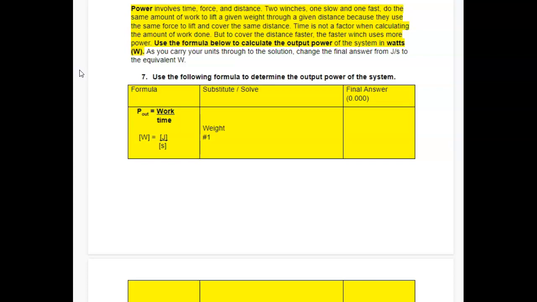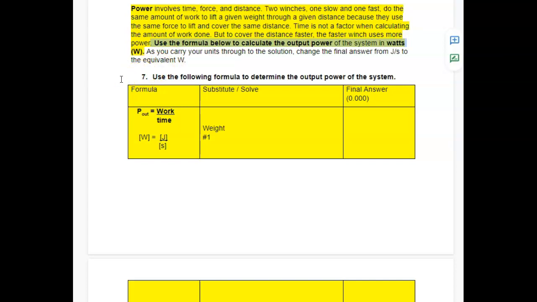Time is not a factor when calculating the amount of work done. So it doesn't matter if you go fast or slow when you're looking at work. However, power does matter. To cover the distance faster, the faster winch uses more power, and we'd say more power because it's doing the work faster. So use the formula below to calculate the output power of the system in watts.